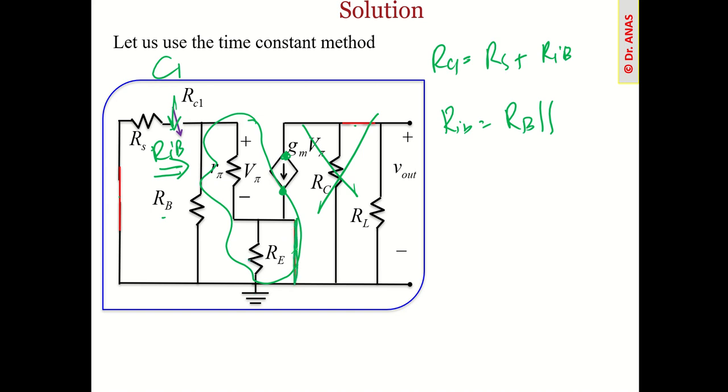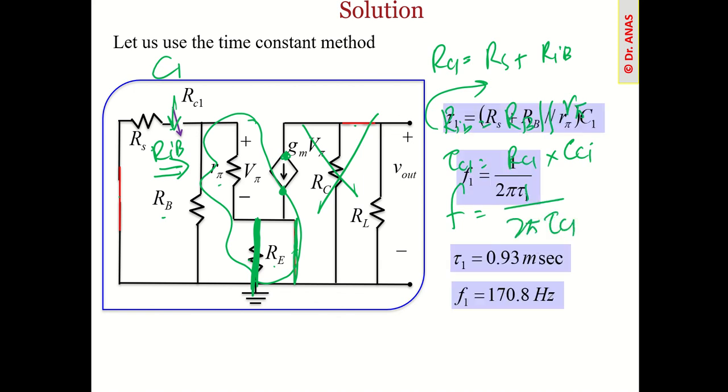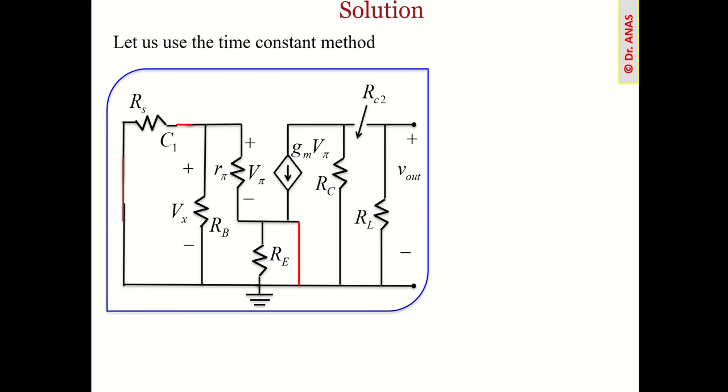So this in parallel with this one, basically this will become ground. Okay, so this will basically short this RE. So we have only R pi here. So RC1 will be this one, and its tau will be this RC1 times this capacitor value, and its corner frequency will be 1 over 2 pi tau. Okay, and if you plug in the numbers, we will get this value.